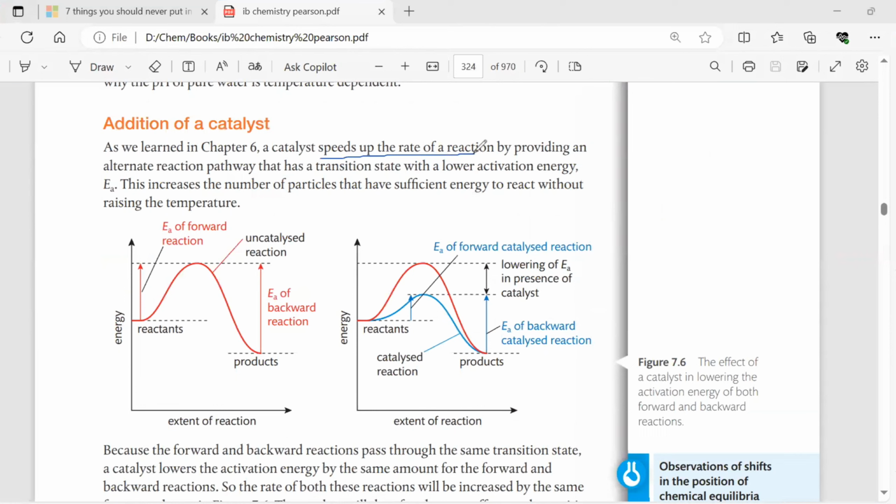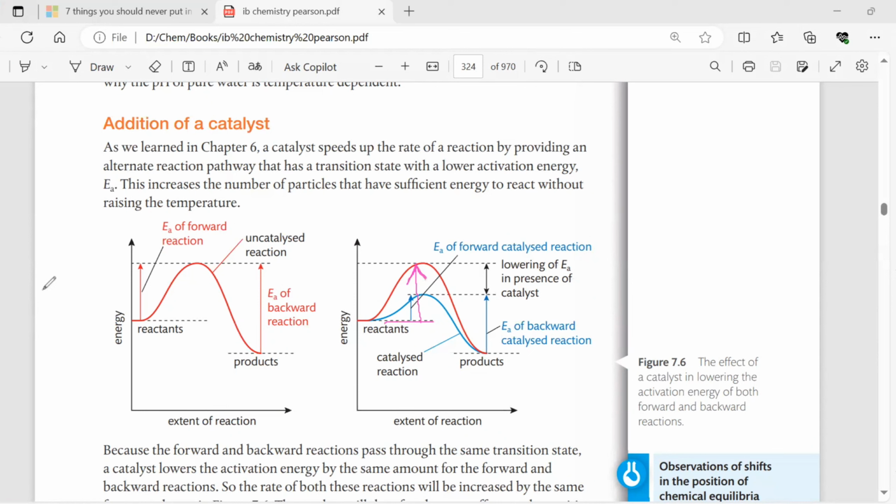It speeds up the rate of the reaction by providing an alternative pathway that has a lower transition state, at a lower activation energy. Is it clear? Now, this is the forward direction. The forward direction activation energy is what we learned yesterday, this forward direction activation energy.